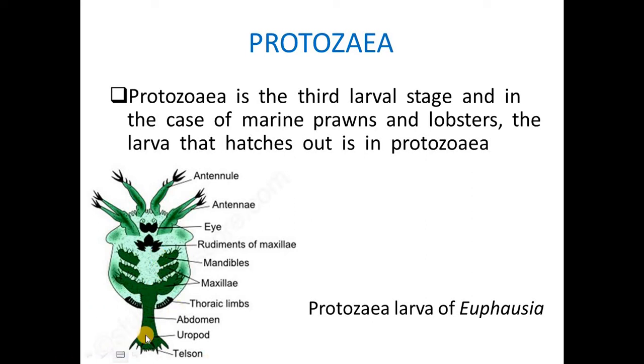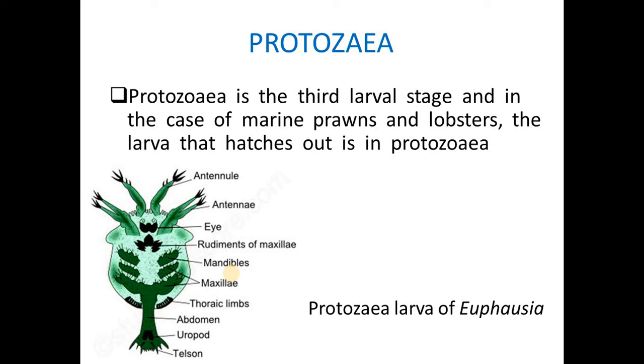This is the abdomen region with a caudal fork and a pair of small uropods. Antennule is uniramous and segmented, while the antennae are biramous. Mandibles are small. These are the mandibles. These are small and masticatory in function, that means that it helps in the chewing of the food.